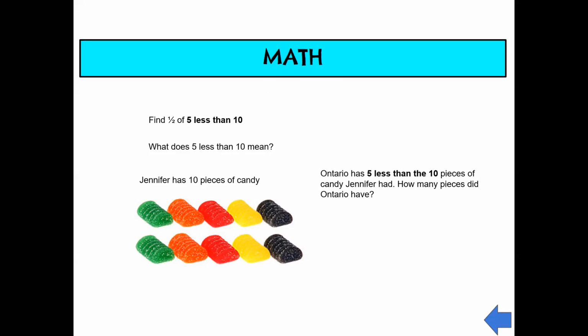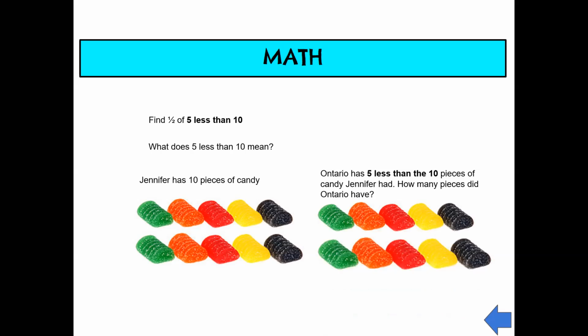So if we understand that less than means subtract, right? But does that mean 5 minus 10? No, it doesn't. So if Ontario had 5 less than 10, that would mean we have 10 pieces of candy and we need 5 less than that, so we would take away 5, because we know that 5 less than means we're going to take away 5.